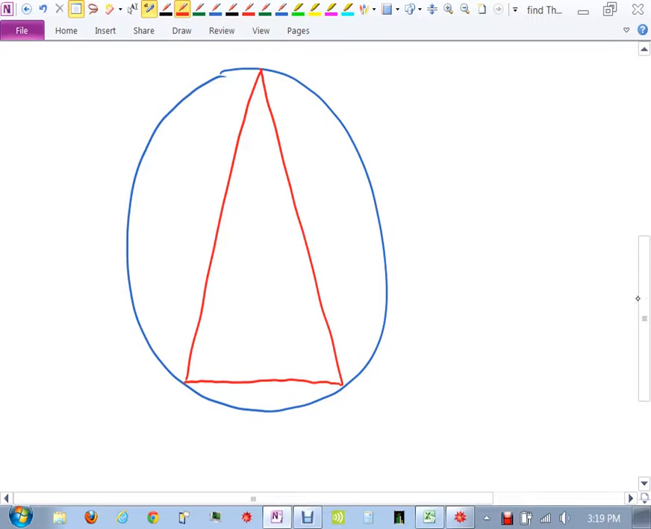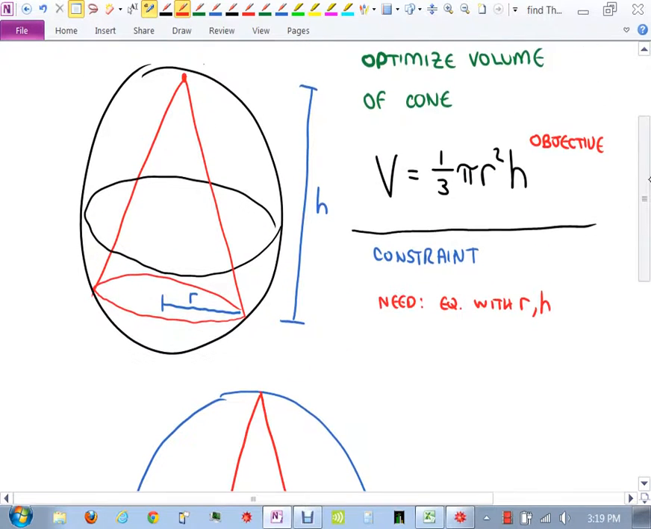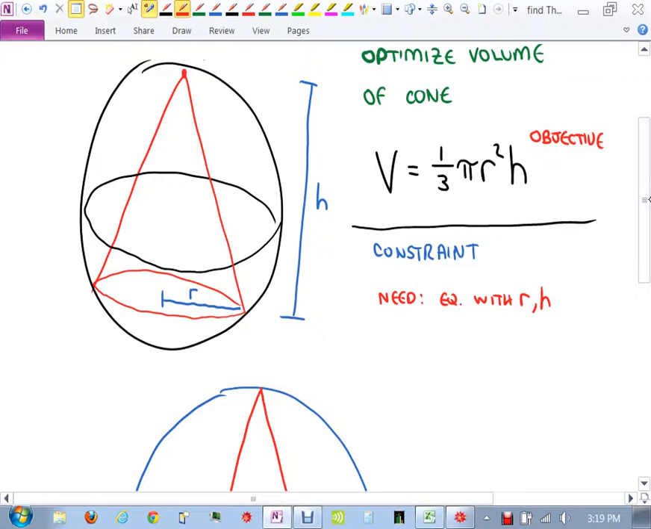Oh no, we can't use this. Wait. Yeah, we can't use the constraint. I'm sorry, we can't use the objective. We can't use the objective because what we're trying to do in the objective is find a replacement for R or a replacement for H. So if you use an equation to replace itself, at the end what you'll get is something like V equals V, and that's all it's going to say.